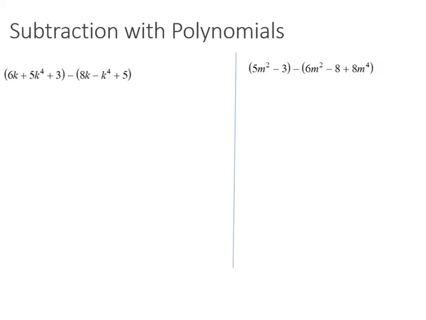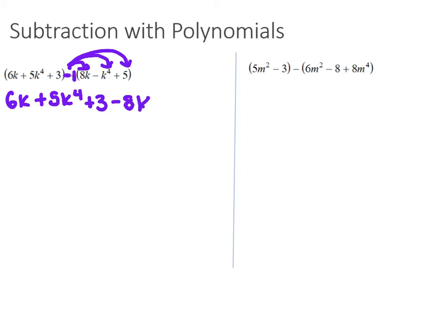In order to complete subtraction of polynomials, we first have to distribute the negative. So if I think of this as being a negative 1 in front, you have to distribute the negative 1 to each of the terms and rewrite it. So you have 6k plus 5k to the fourth plus 3, and then negative times 8k becomes minus 8k. Negative times negative k to the fourth becomes plus k to the fourth, and negative times 5 becomes minus 5. Now we need to combine starting with the highest power.